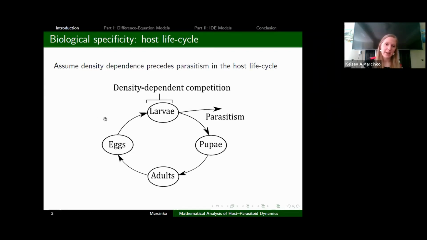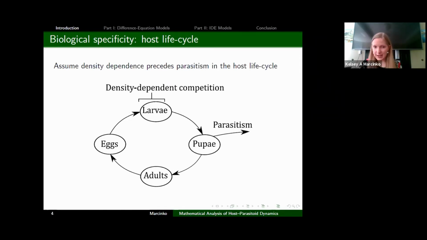So one life cycle illustration that matches that assumption is that our adults lay eggs. Those eggs hatch into larvae. The larval stage is when the density-dependent competition primarily takes place, as they're eating leaves and munching down, trying to get nutrients. And then for certain species, parasitism might occur just in the later stages of the larval stage. And so the density-dependent competition is prior to the parasitism. After that parasitism, the survivors become pupae and adults, and that continues.